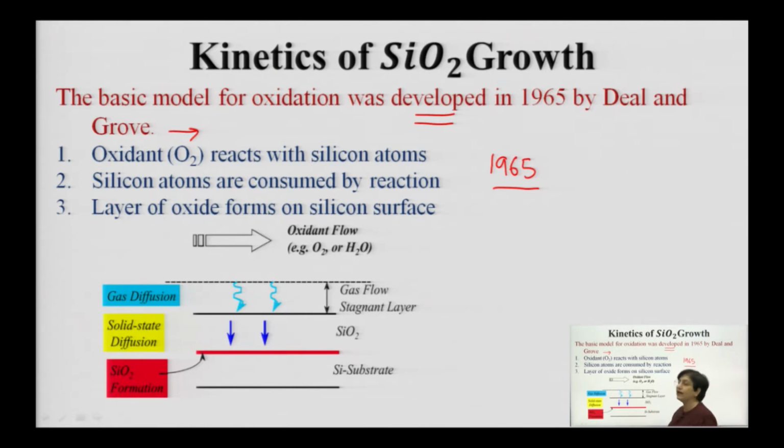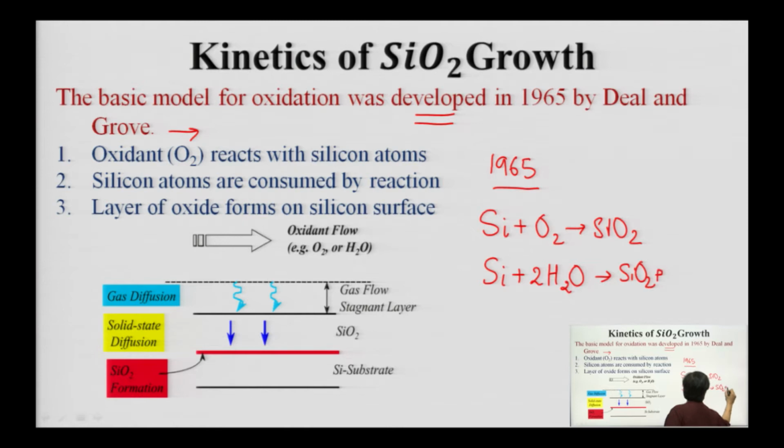Now, how is this process described by the Deal and Grove method? Let us consider the 3 species I already told you about, the oxygen and the oxide layer. There are 2 processes through which silicon can combine with oxygen to form silicon dioxide. One, SiO2 will be formed. Another process, which we normally term wet oxidation, has 2 molecules of water combining with silicon to form SiO2 plus twice H2.